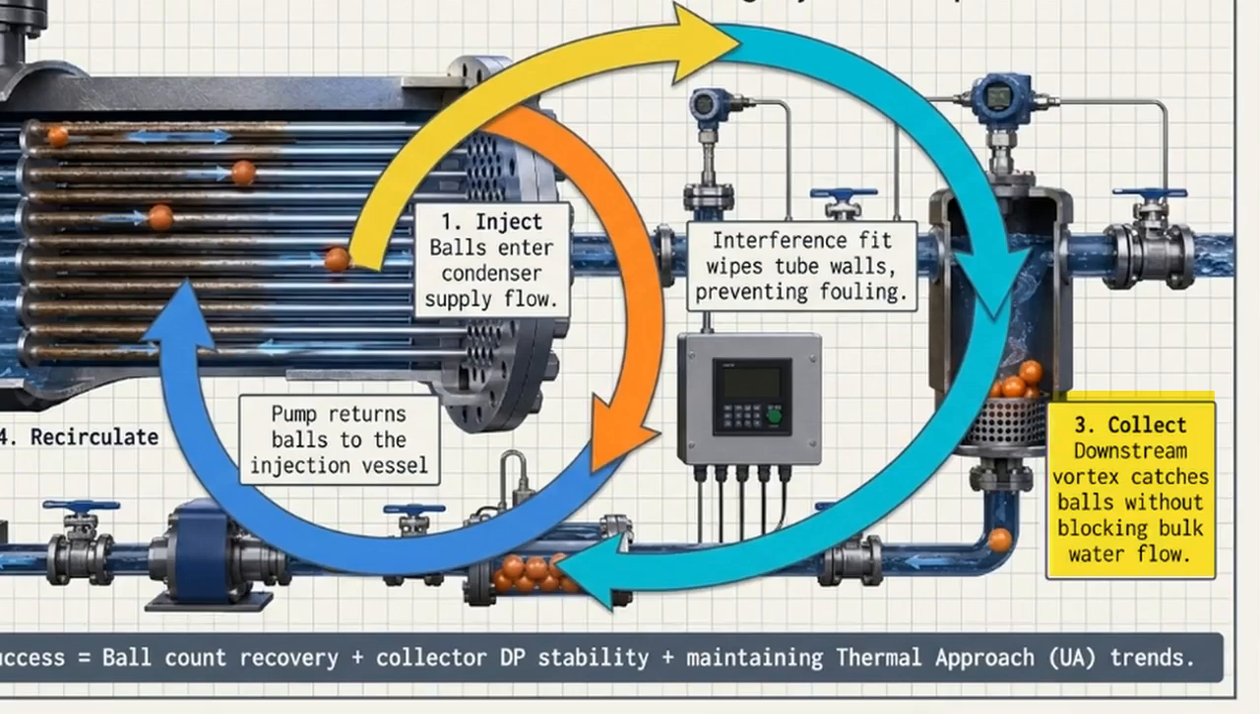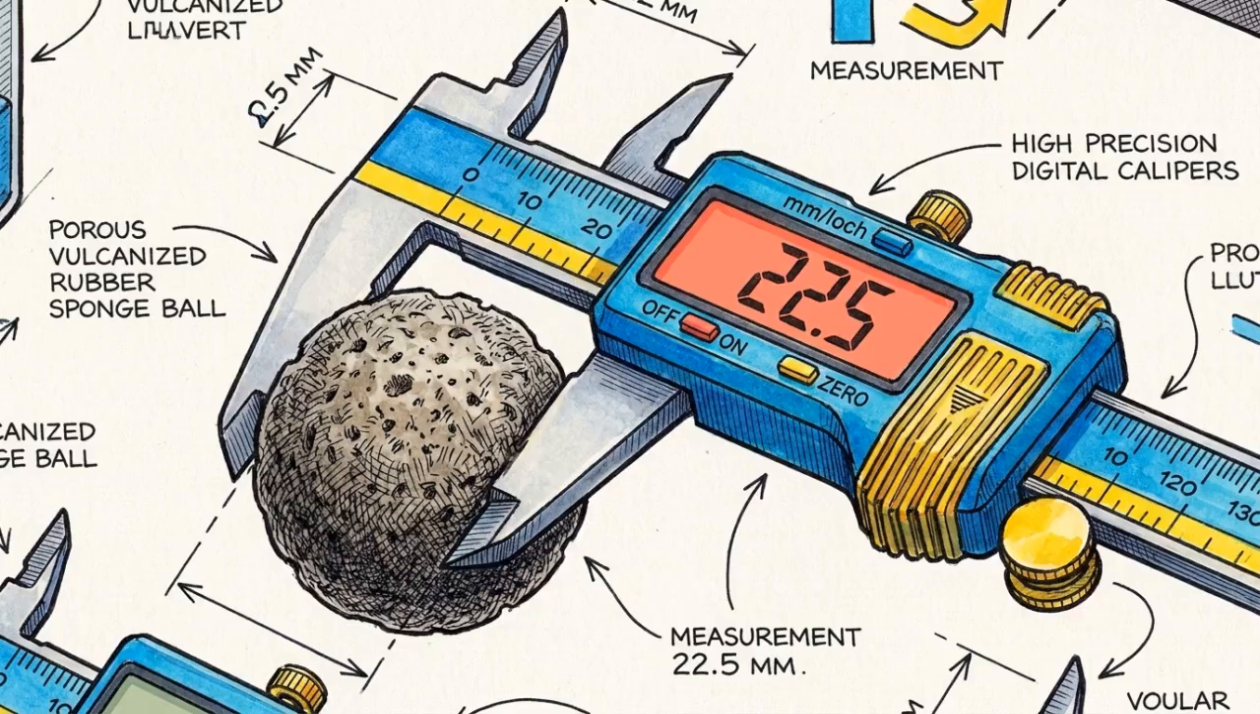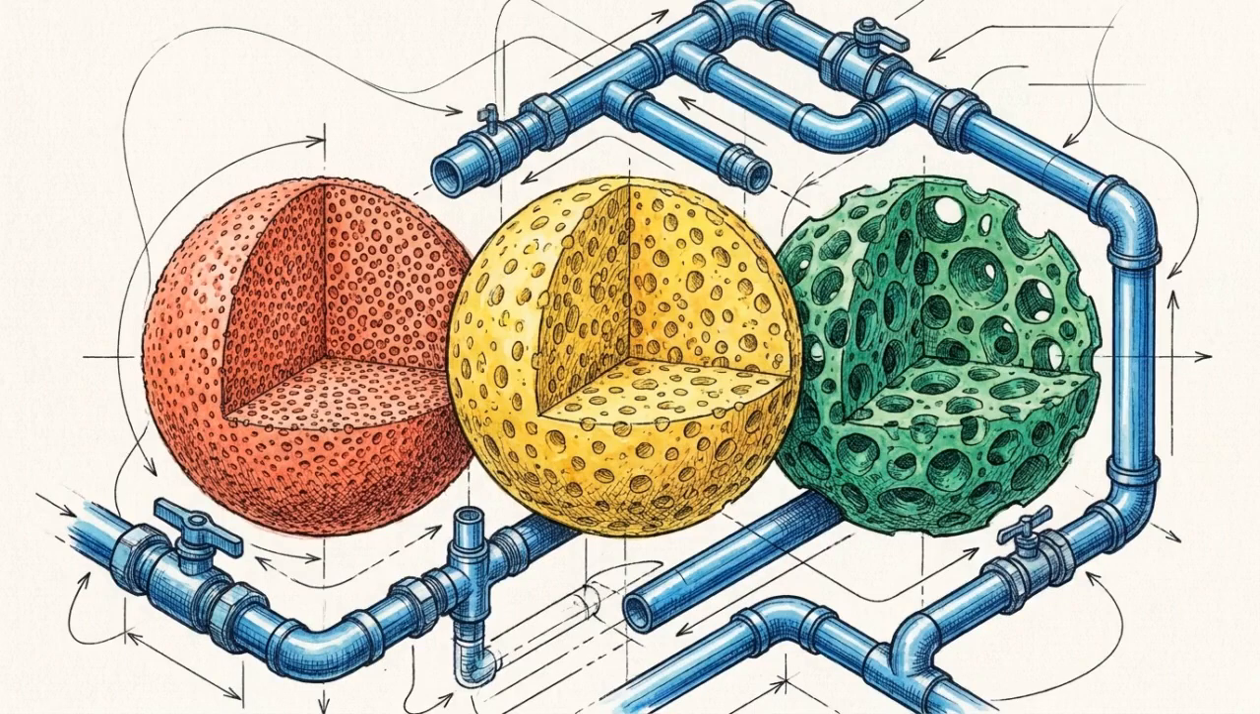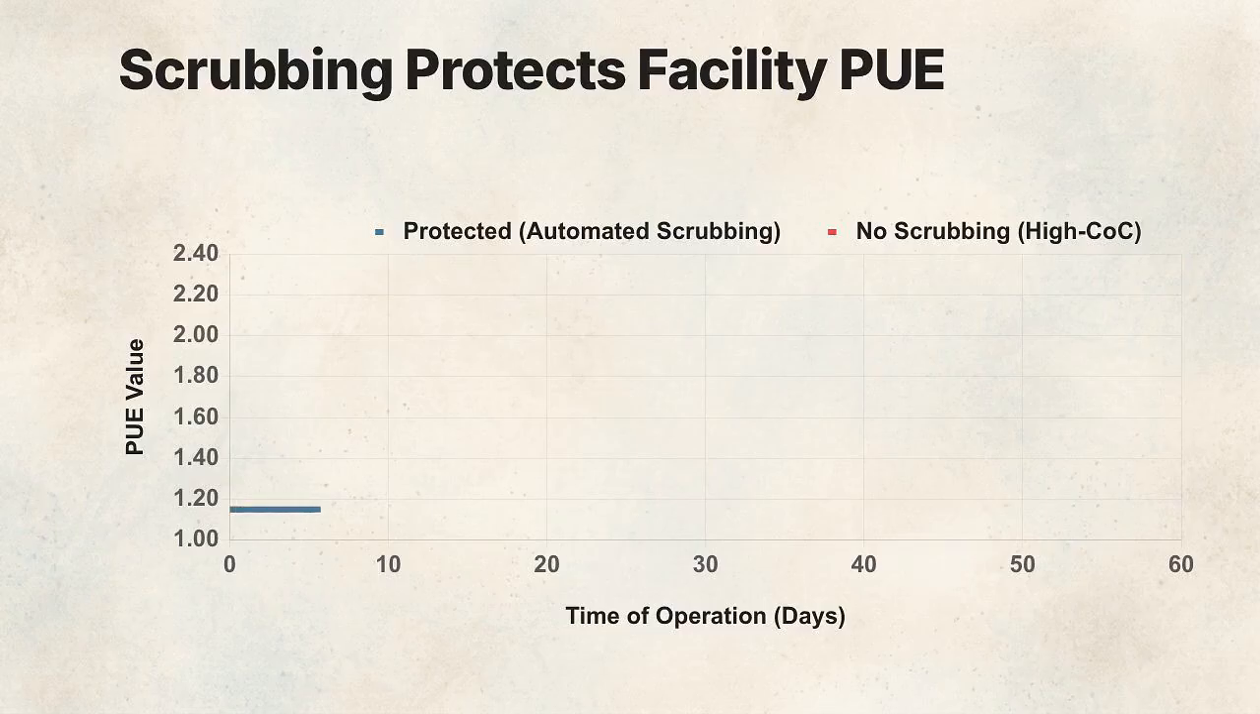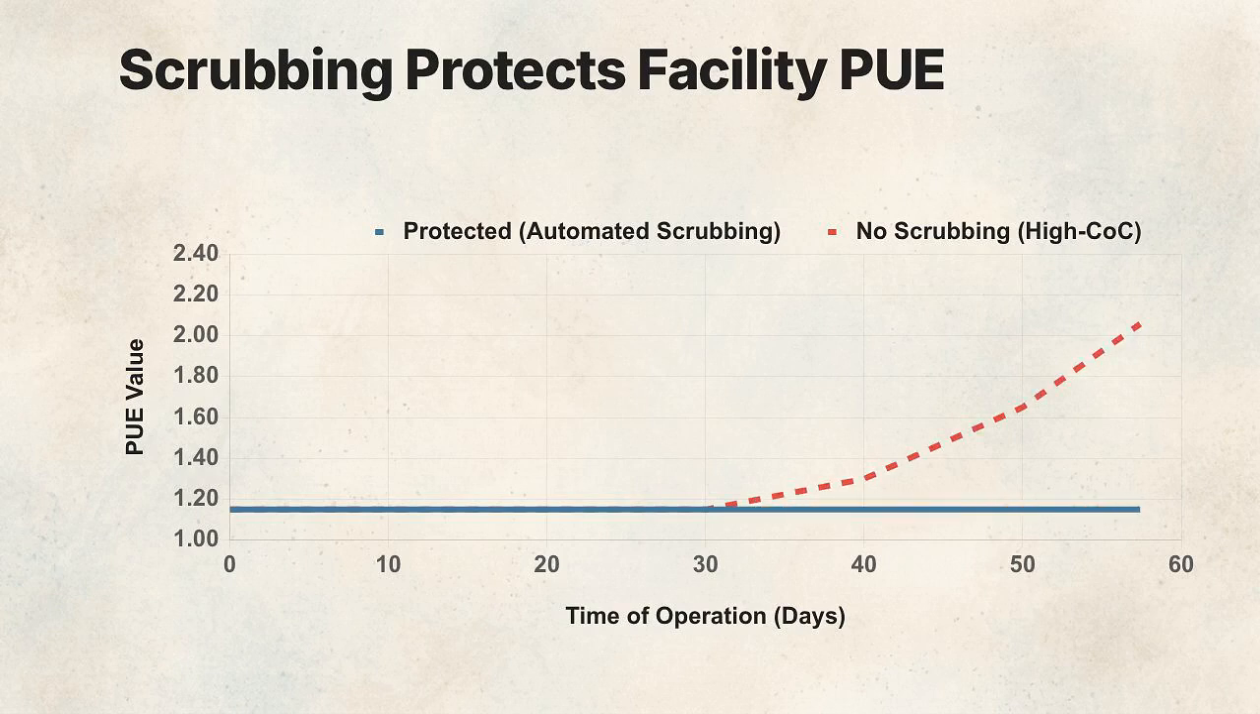The engineering tolerances here are extremely tight. The ball material, exact diameter, and compression hardness must be perfectly matched to the localized water chemistry and the specific metallurgy of the condenser tubes. This continuous mechanical scrubbing serves as a final mechanical shield. It protects the data center's power usage effectiveness from the steep performance degradation that high COC scaling would otherwise cause.